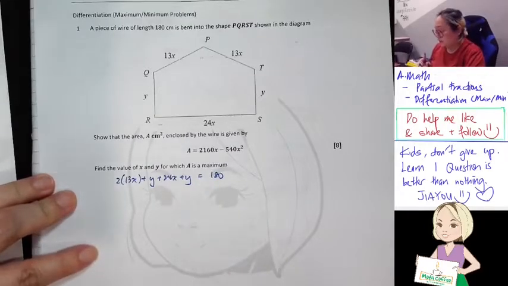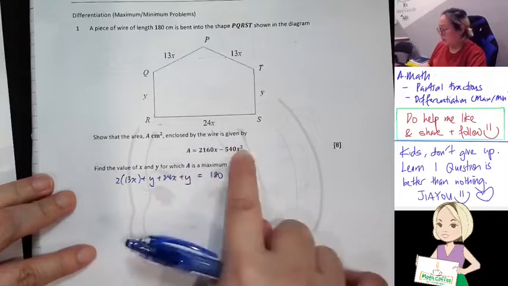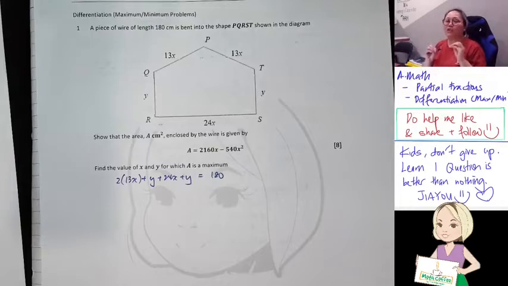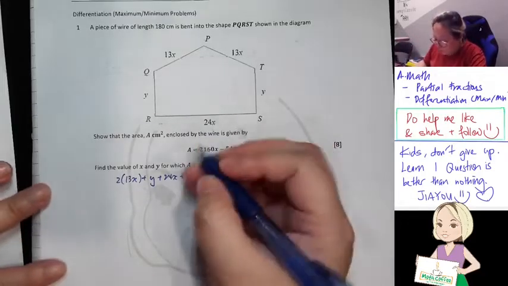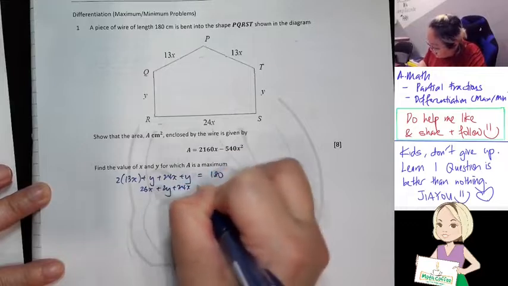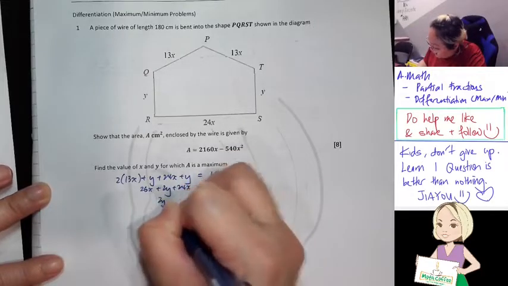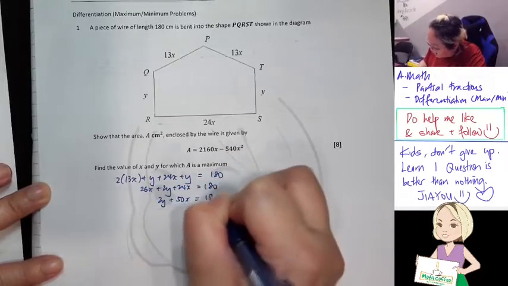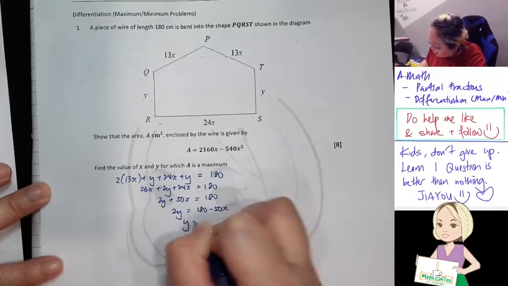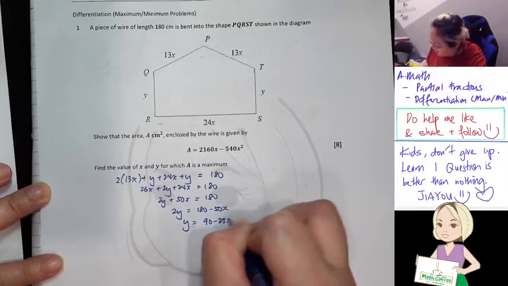Then you ask yourself, should I make x the subject or should I make y the subject? Look at the area here. Area is in terms of x, so you don't see y there. You need an equation with y as the subject, because you want to change your y to become x. So I know I need to make y the subject. So 26x plus 2y plus 24x equals 180. 2y plus 50x equals 180. So 2y equals 180 minus 50x. My y will equal 90 minus 25x.